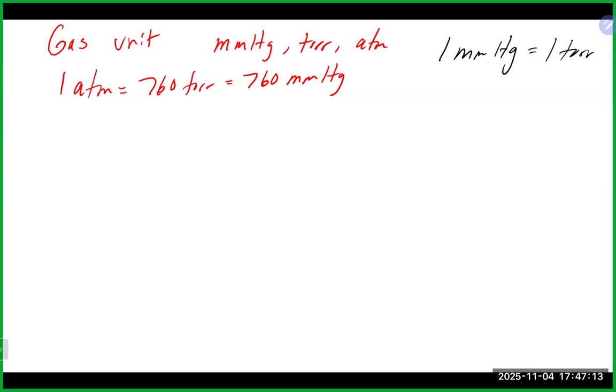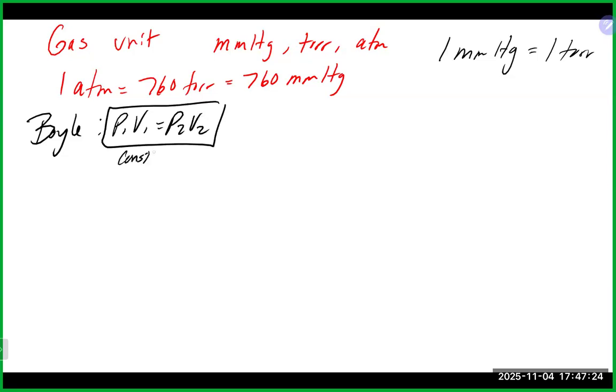We talked about some gas laws. We had our friend Boyle, which is P1 V1 equals P2 V2. This is at constant temperature. And what we saw was as the pressure goes up, the volume goes down, and vice versa. Pressure goes down, volume will go up.